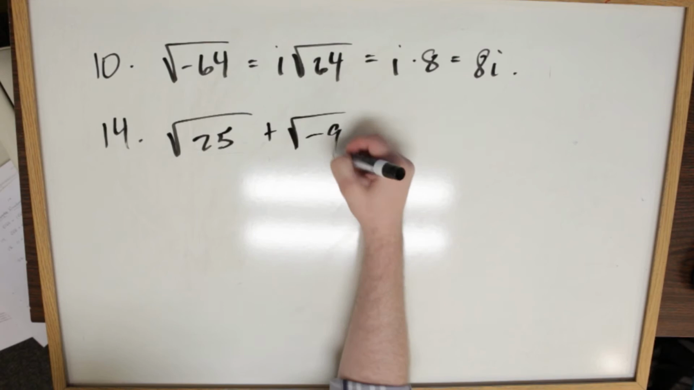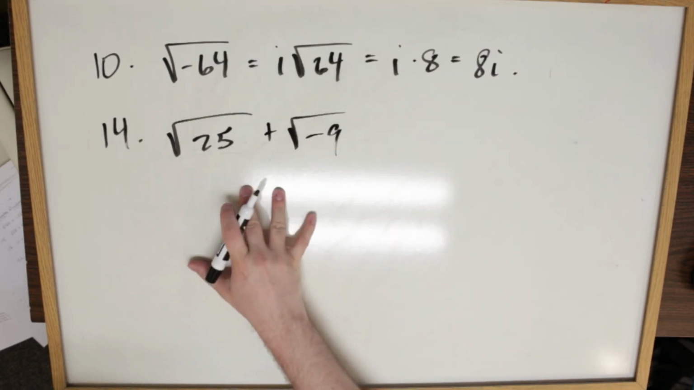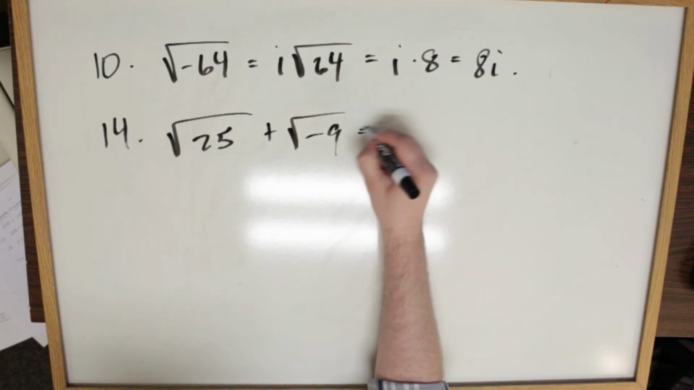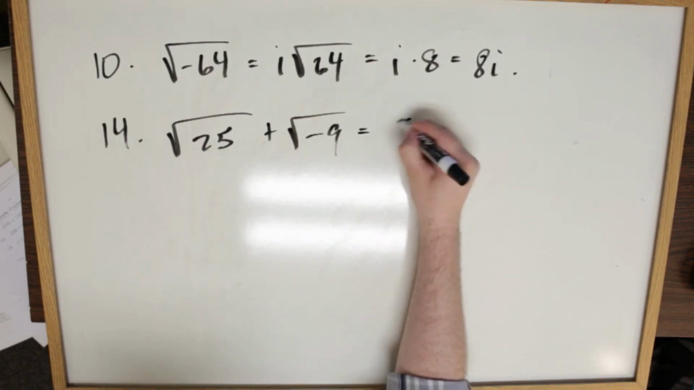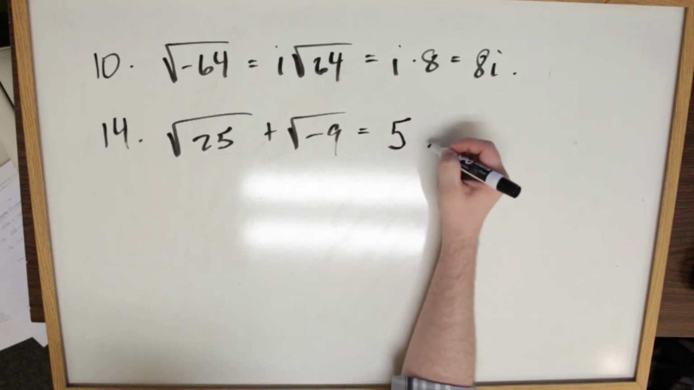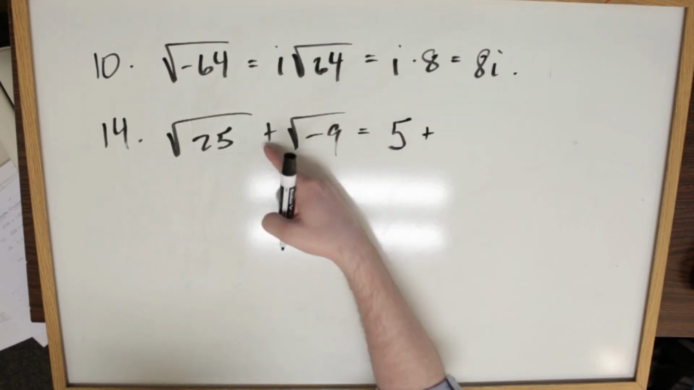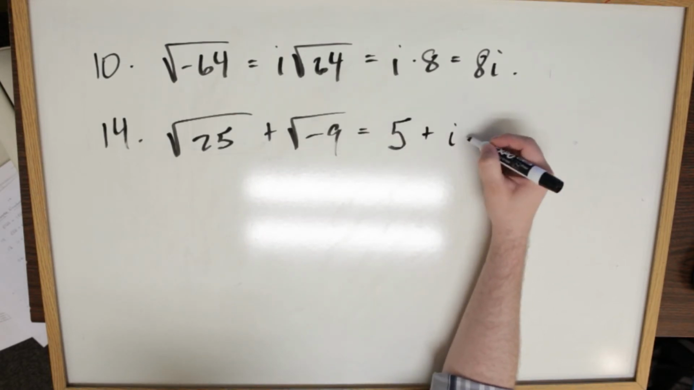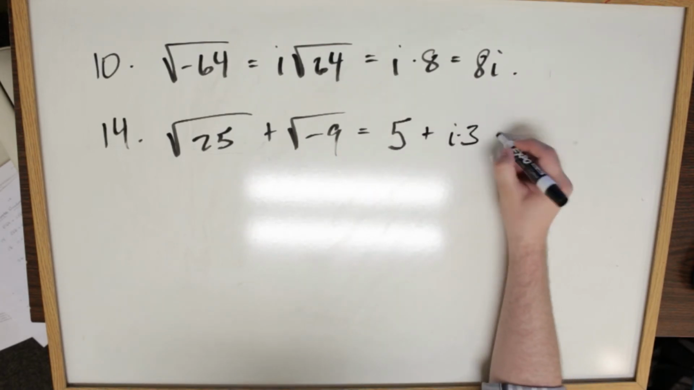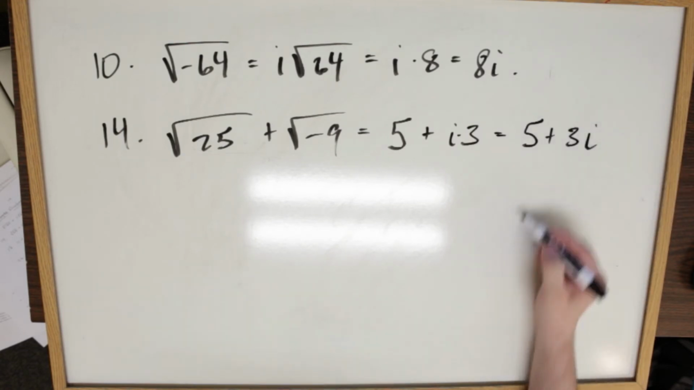All right, minus 9. So this is actually one of those things where let's just simplify it as quickly as we can. So the square root of 25 is just going to be 5. Square root of minus 9, this is going to be I times the square root of 9, so we've got the plus sign in the middle. I times the square root of 9, which is equal to 3. So this is equal to 5 plus 3i if we wanted to write it in standard form.